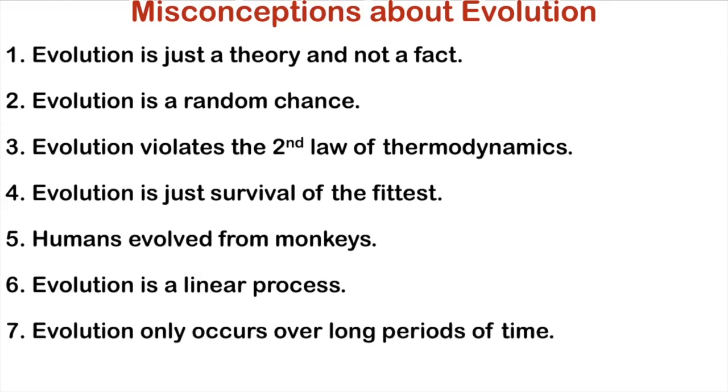Number seven, evolution only occurs over long periods of time. Even though we say that evolution happens gradually, evolution can occur rapidly in response to changing environmental conditions or selective pressures. What do we mean by that? For example, antibiotic resistance can evolve in bacteria over a relatively short period of time. Let's say a month of taking antibiotics, even though you don't need it, can lead to antibiotic resistance.